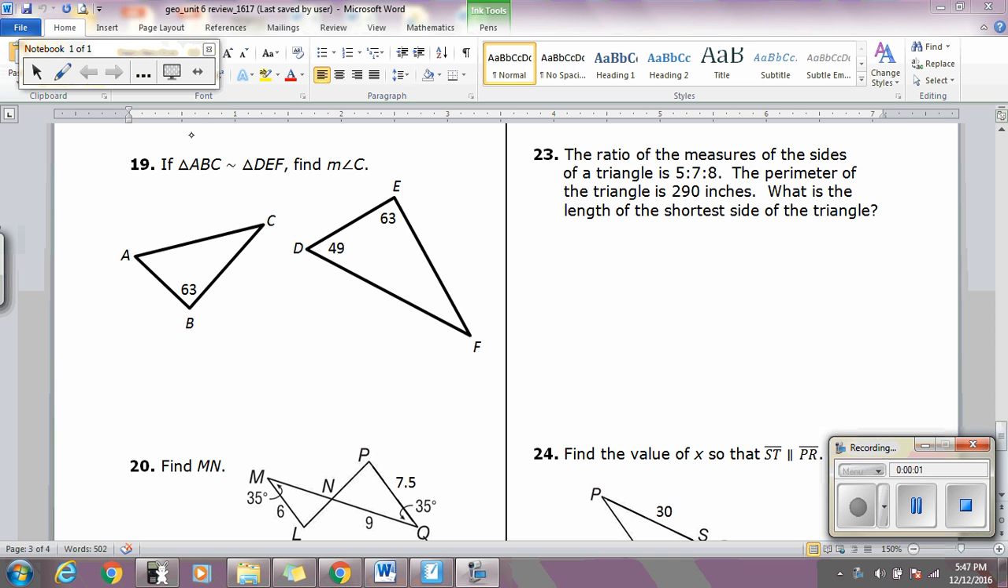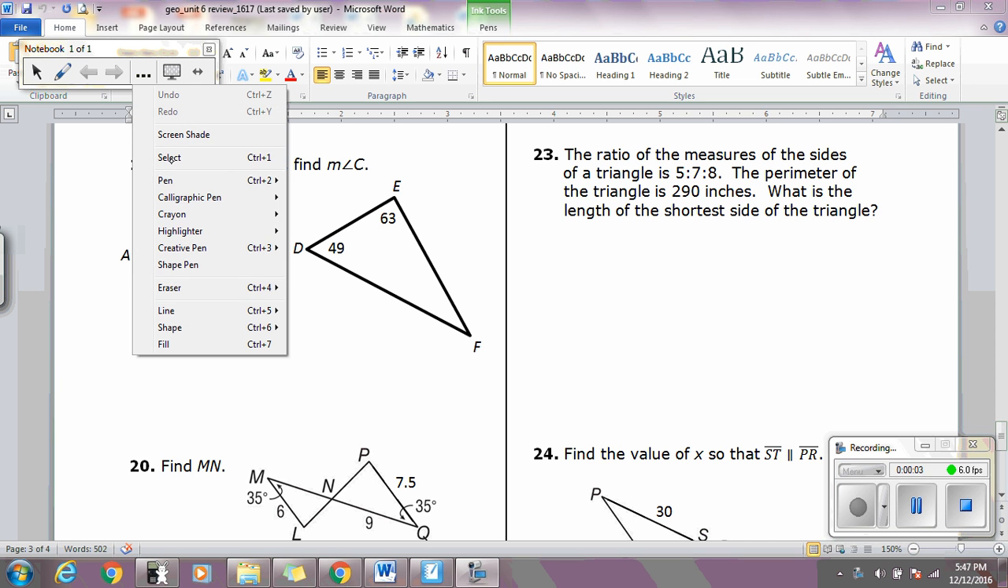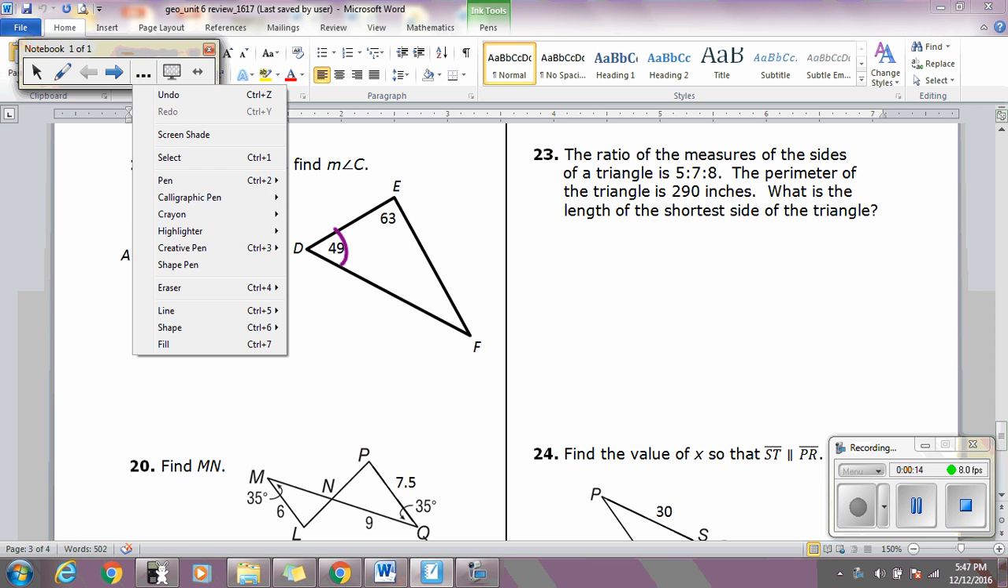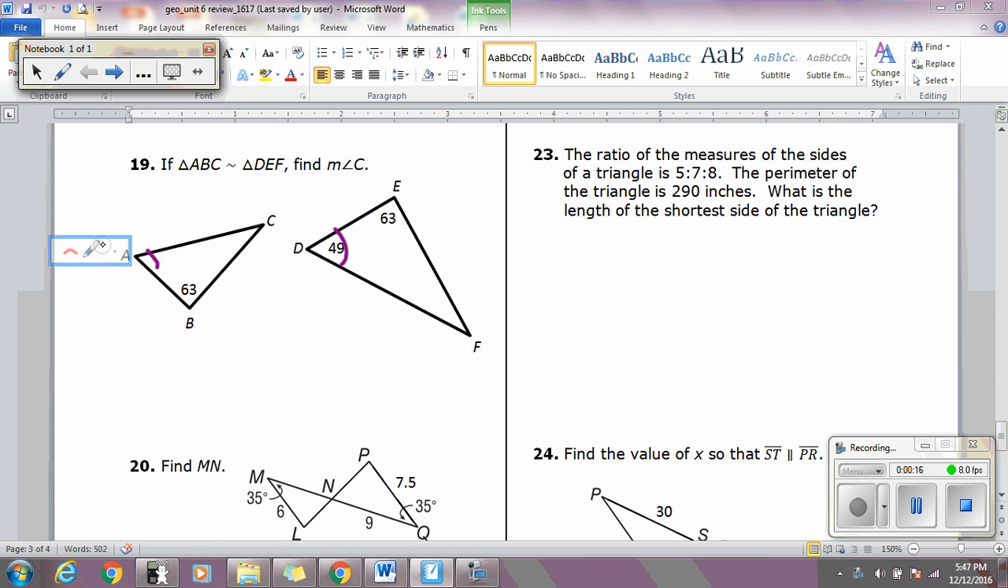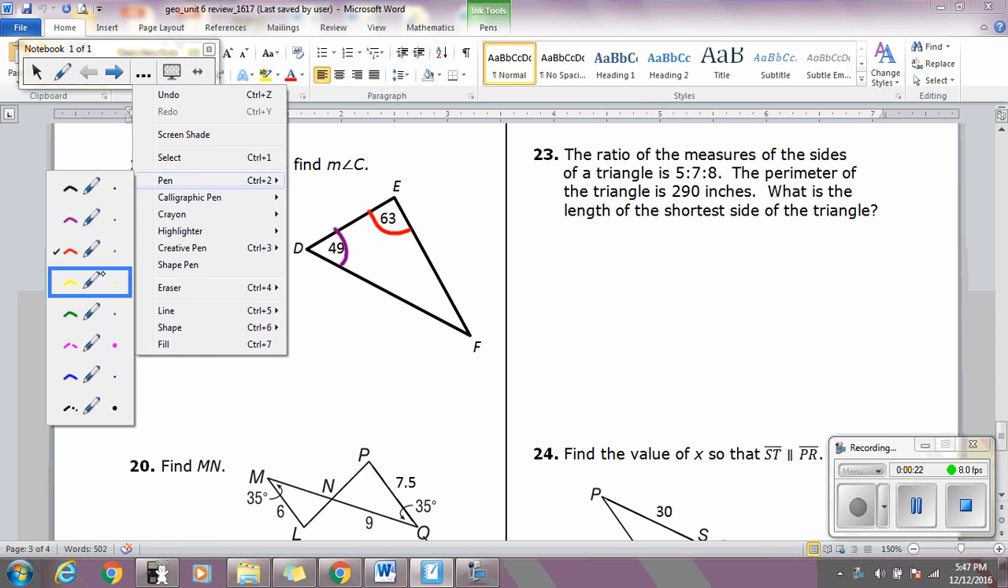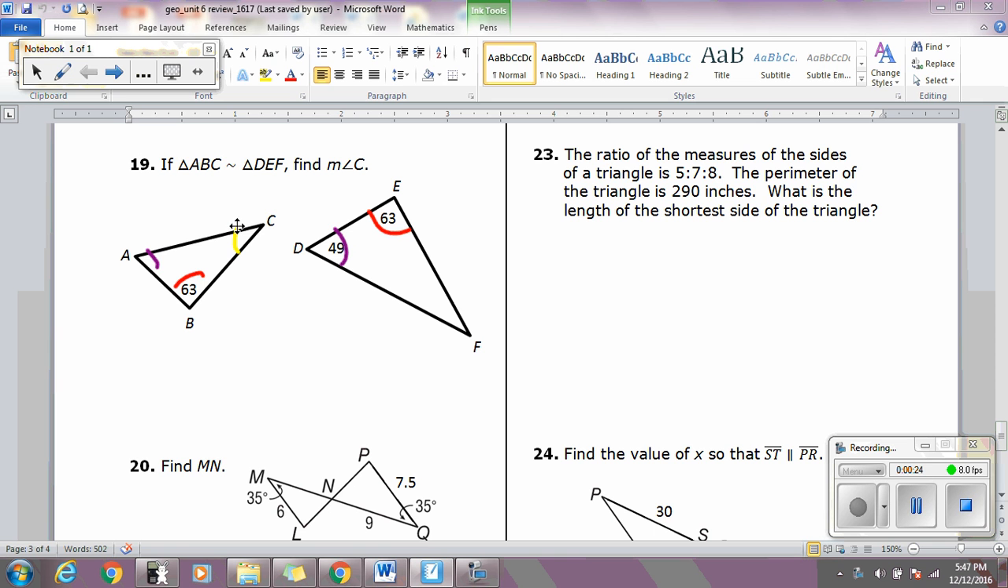I'm sorry. Back to number 19. We had marked up the picture. So again, A is congruent with D, B congruent with E, and C congruent with F.